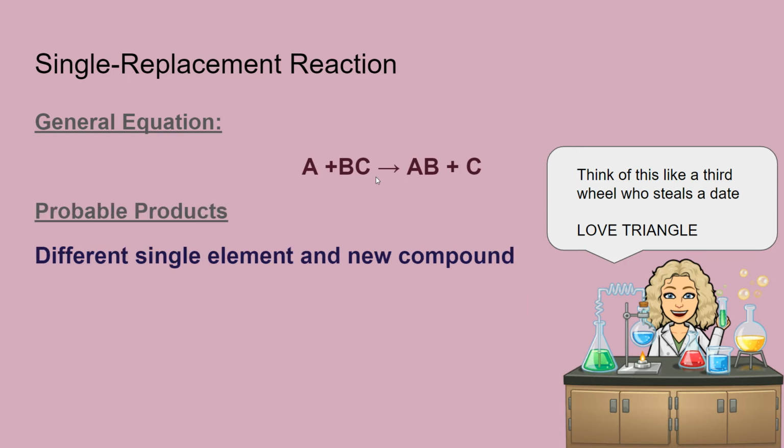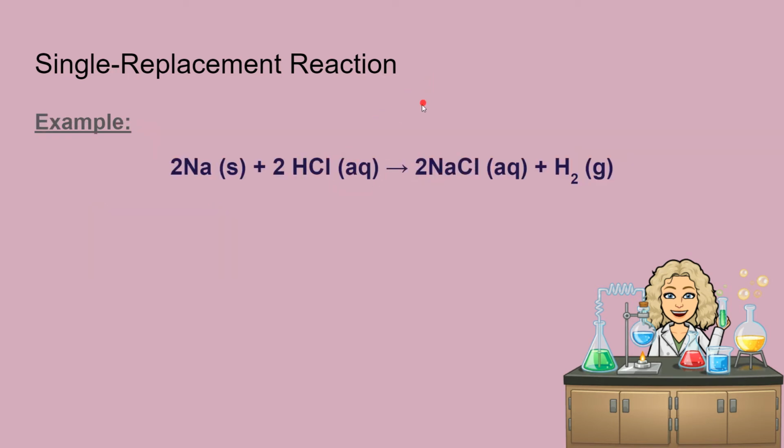Our products, we're going to have a different single, so new single. So in this instance, we have A as the single, and after the date, we've got C as the single, and a new couple or a new compound. So kind of an easy way to remember that one.